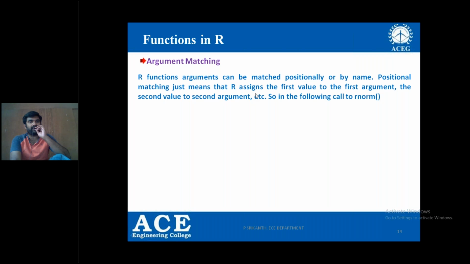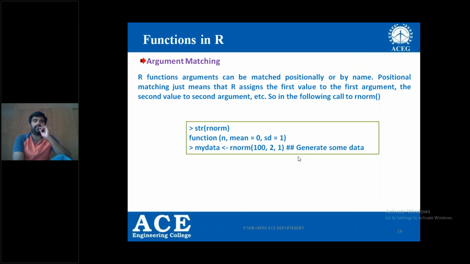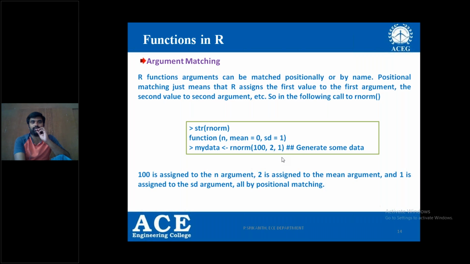Positional matching just means that R assigns the first value to the first argument, the second value to the second argument. See there, simple. What is the function here? N comma mean and standard deviation. How many arguments is it taking? 3 arguments, right? So whenever I say 100, as per the position, N will be given 100. As per the position, mean will be given as 2. Standard deviation will be given as 1 by default. Another example I'll show.